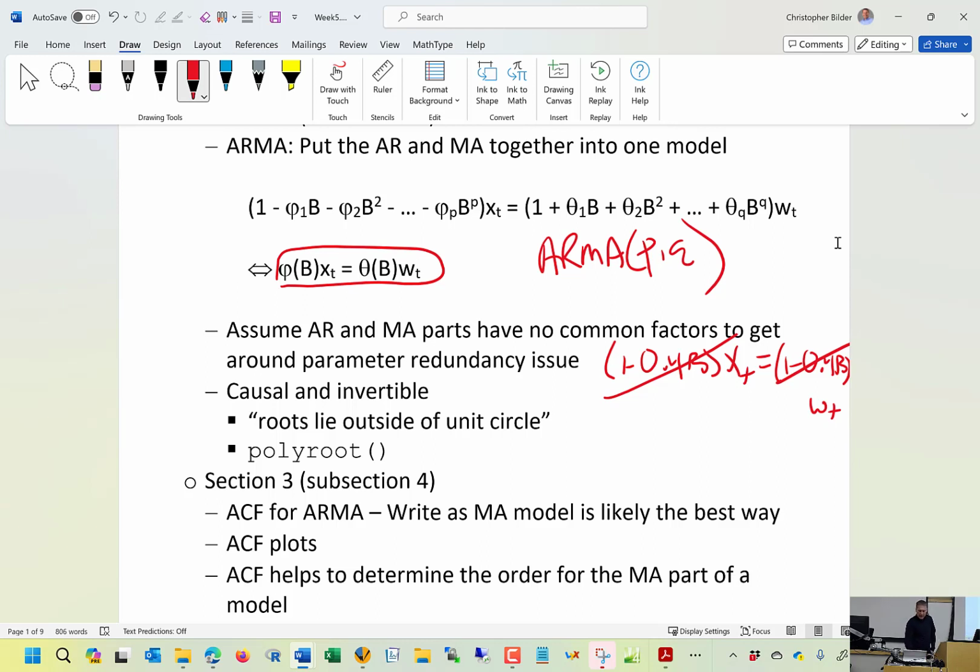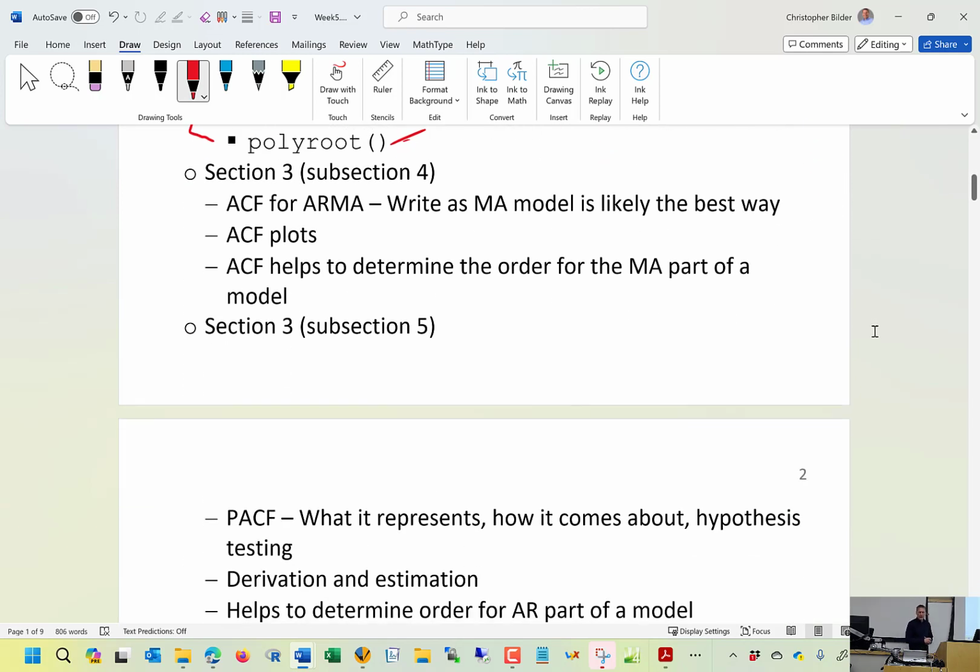Then with this, we can think of our models as being causal and invertible, and we have a way to actually check that. It's a fairly simple way: we think of this autoregressive or moving average operator as a polynomial, and we look for the roots of this polynomial. Those roots, depending upon what they are, tell us if I have a causal or an invertible model. And the polyroot function of R helps us find those roots.